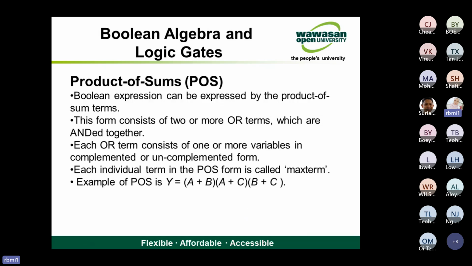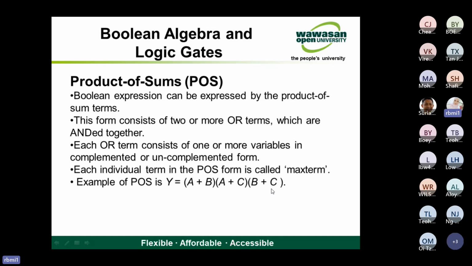Next we have product of sum. This form consists of two or more OR terms which are ANDed together. Each OR term consists of one or more variables in complemented or uncomplemented form. Each individual term in the product of sum we call a max term. So this is the expression of product of sum: we take the summations and then we multiply all the summations together.